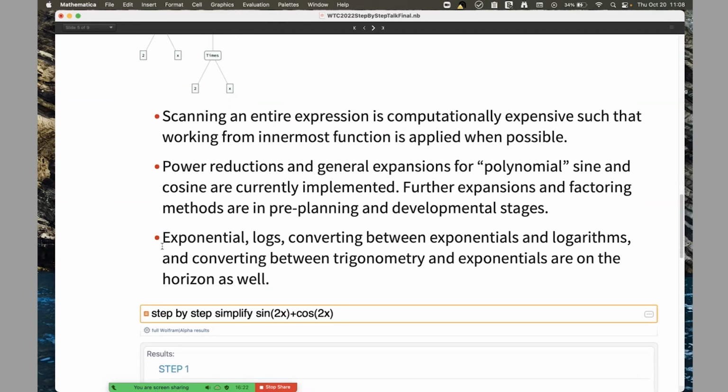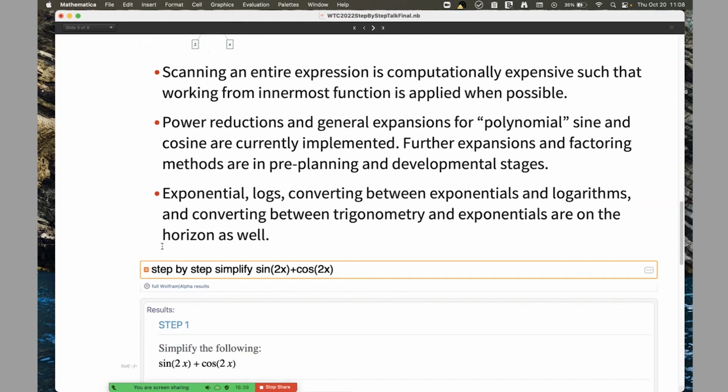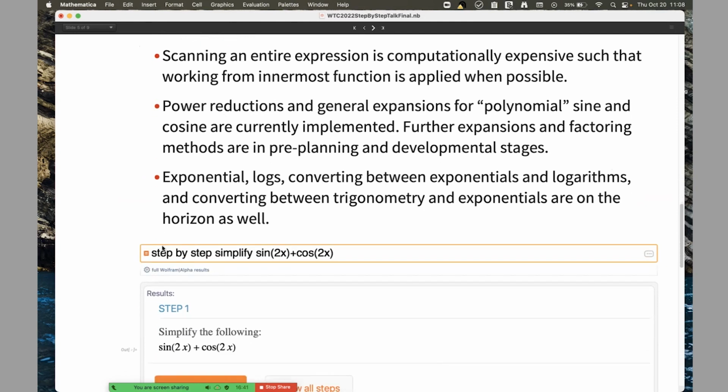Right now, I put polynomial in quotes because we're supporting polynomial functions. We haven't gotten to rational functions for these simplifications yet, but that is in the planning and pre-planning stages. After this, we plan to expand further to exponentials and logarithms, converting between exponentials and logarithms, and converting between trigonometric expressions and exponentials.